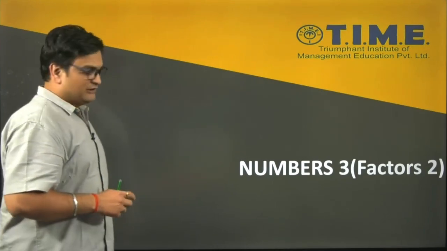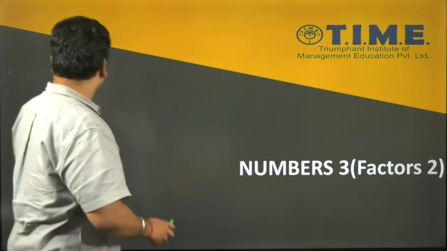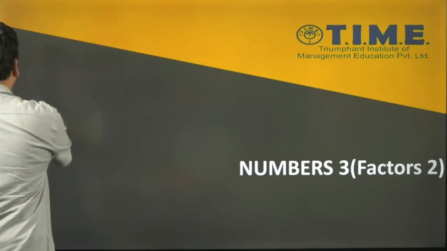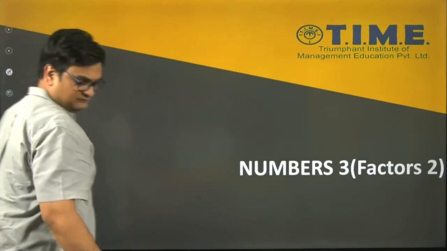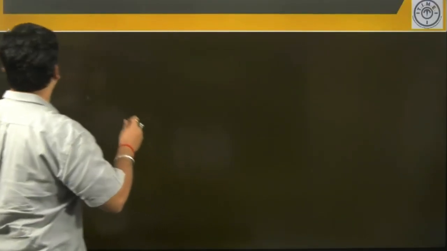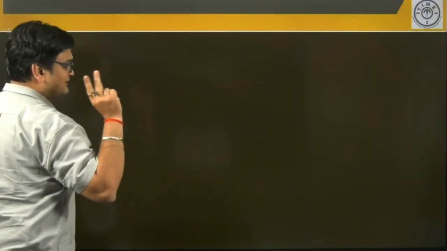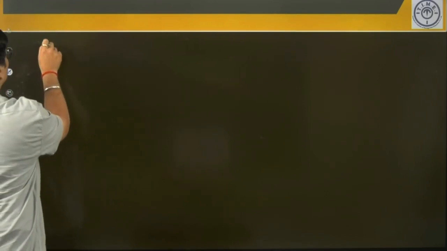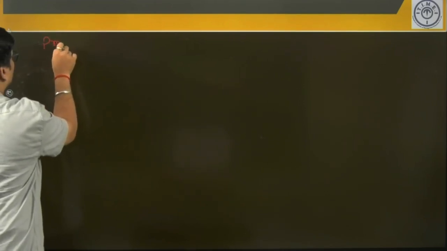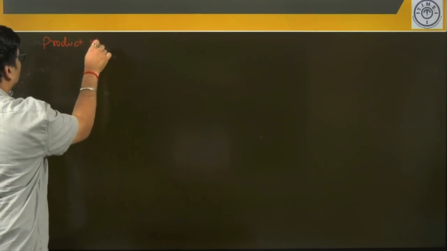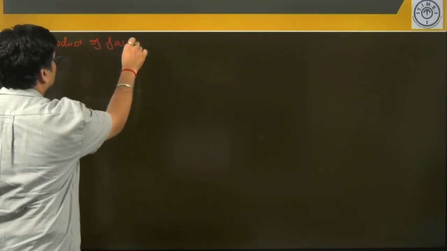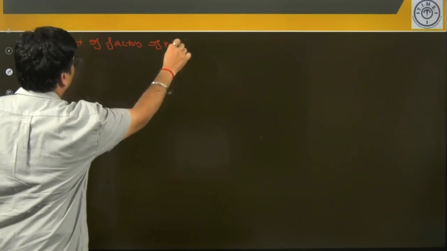Let's get started with today's class. In today's class, we will look at a few more points pertaining to factors. Like in the previous class, we have seen the number of factors and the number of ways. Let's now look at the next point, which is how we can find the product of factors of a given number n.